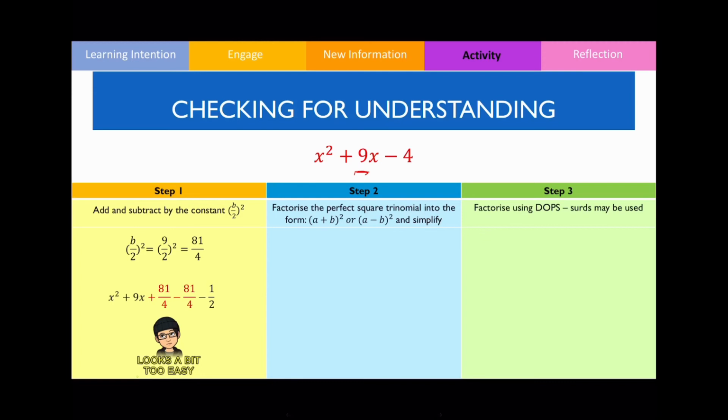As I said, to get x plus whatever is inside the bracket, this term is always going to be equal to whatever is inside the bracket. So in this case, that's going to be 9 on 2. Oh, I made a typo over here. That should be equal to minus 4, sorry.